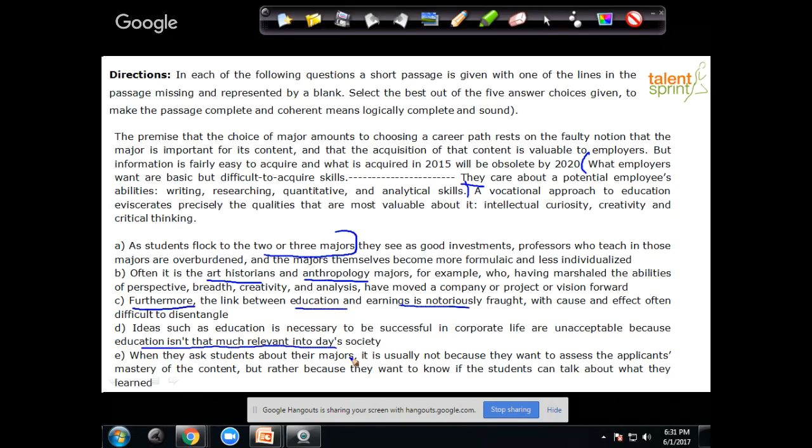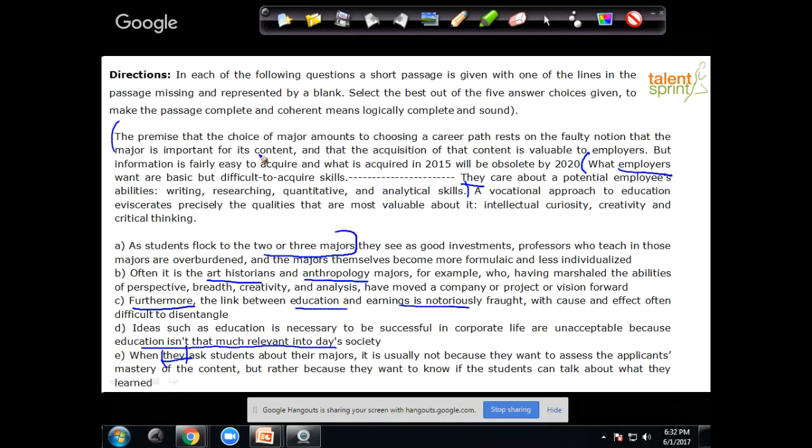Another way that we can do is, we are talking about quickly. When they ask students, what employers want are basic but difficult to acquire skills, from students only they want it, obviously, right? They is referring to the employers, right? That's a quick connect that you can make. And one of the reasons you need to pay attention to the topic sentences, because that is also relevant.